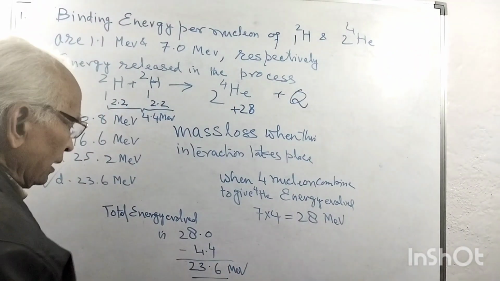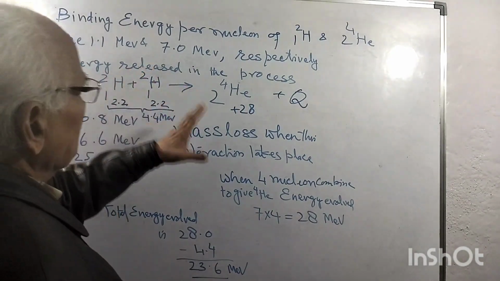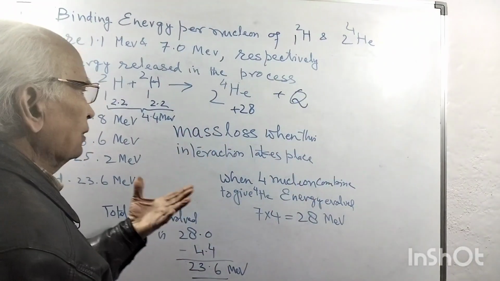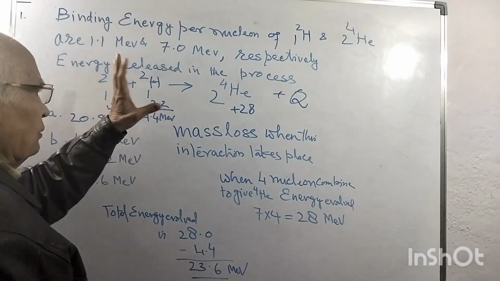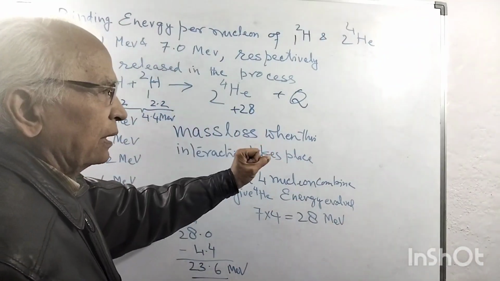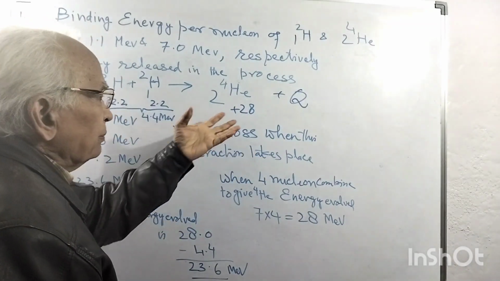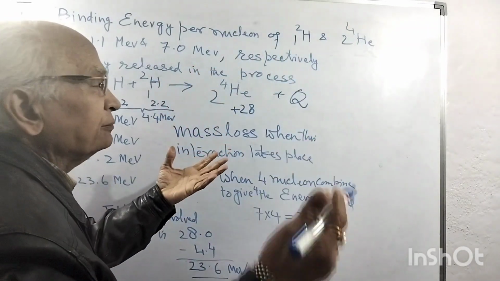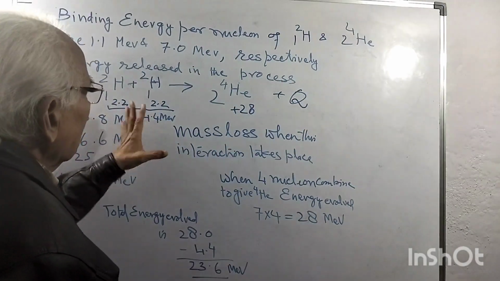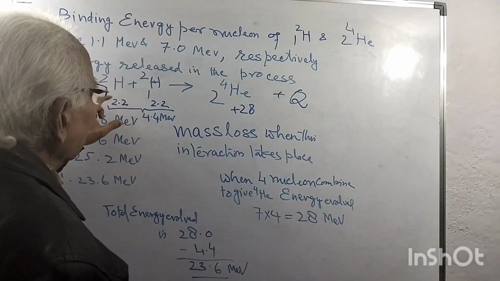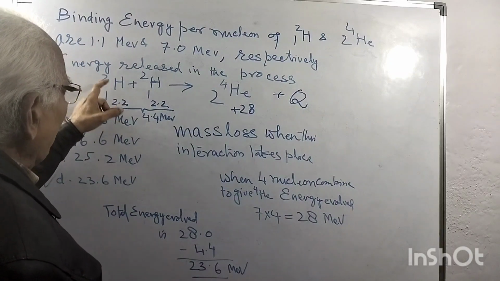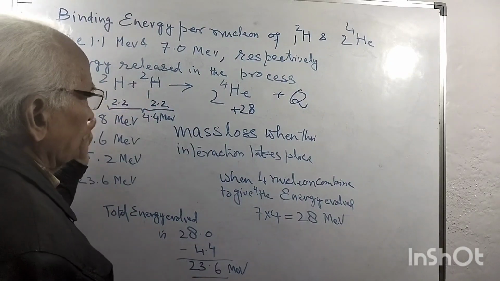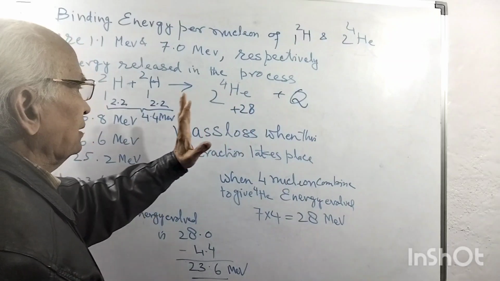Means energy released, energy evolved. Because this is on this side, this is on this side. So this much energy for 4 nucleons combined, this much energy evolved. Here per nucleon is 1.1. So 2.2 here and 2.4 here. So how much difference in energy?